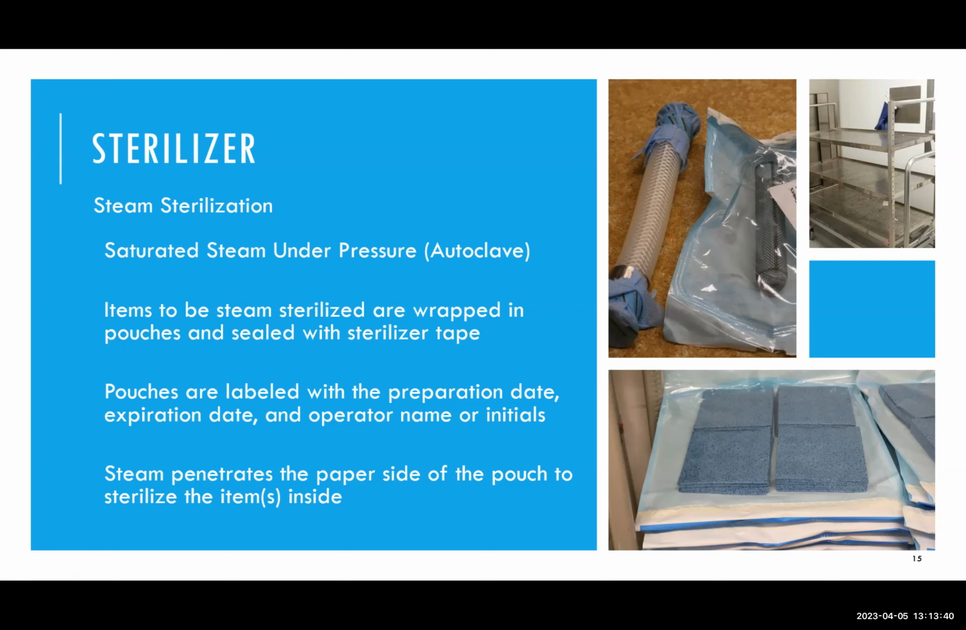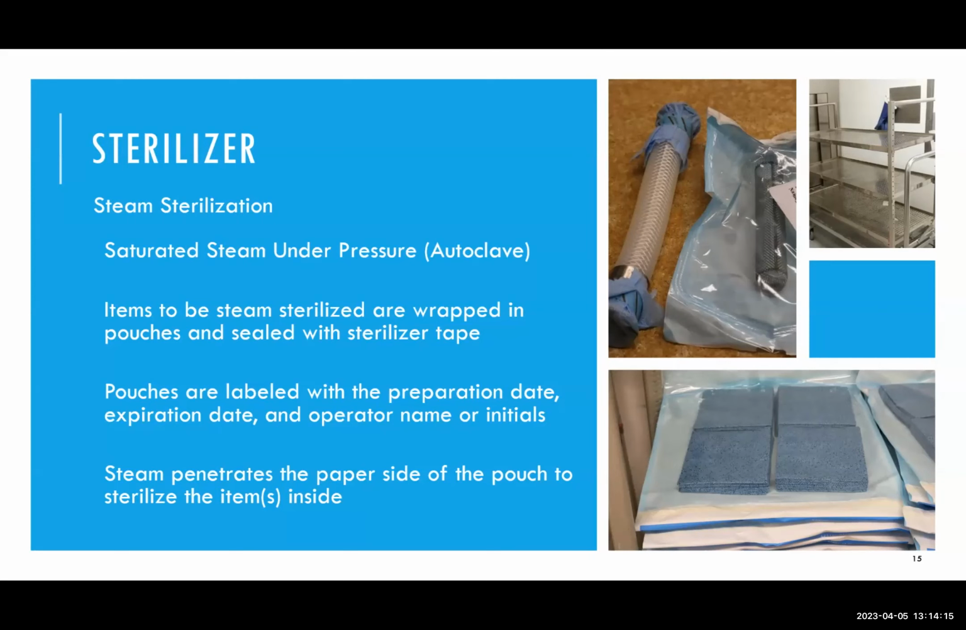And the items that go into the steam sterilizer, they are wrapped in pouches. And here's an example of one with the blue towels here. And then we seal them with a sterilizer tape. The tape has parallel stripes on them. And once the temperature reaches a certain amount, those stripes change colors. So they will go from almost a clear to a dark brown. So that's how we know, hey, this item was in the sterilizer long enough to kill all the germs that were on it.